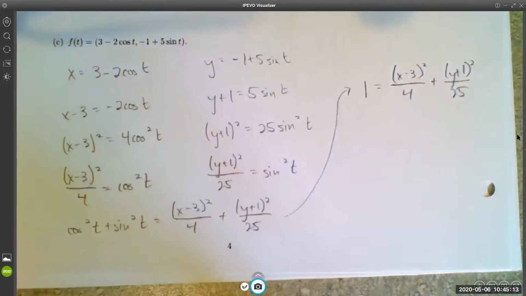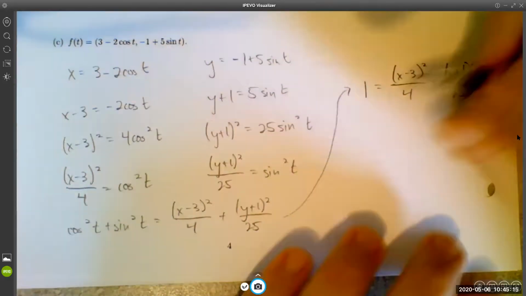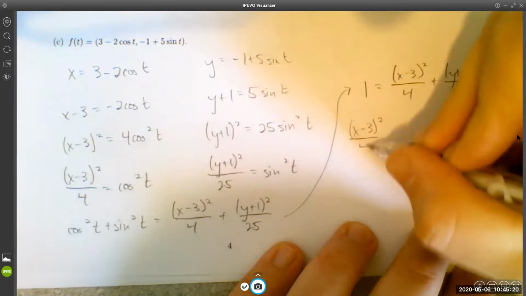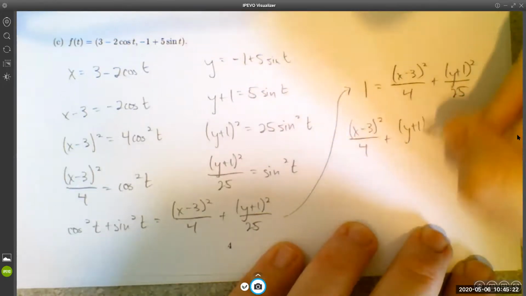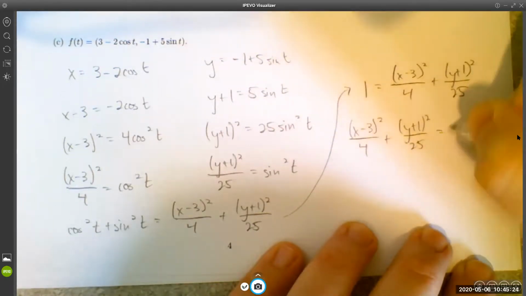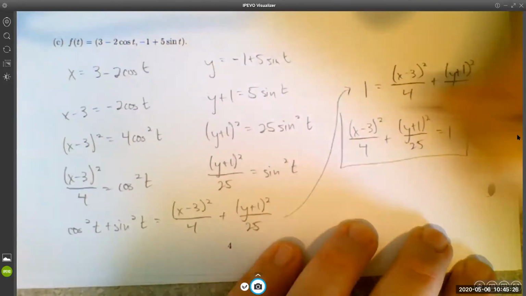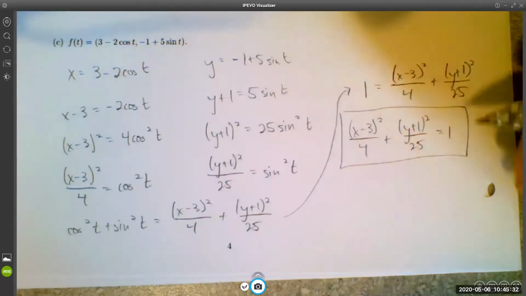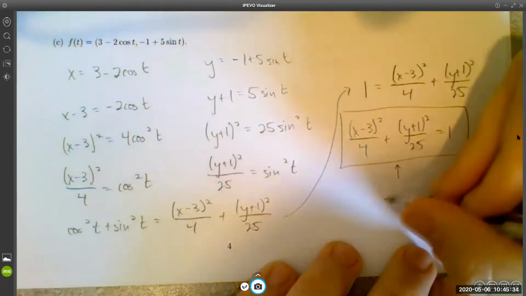And there you go, right? That's my equation. We usually write this the other way around, right? We usually write (x minus 3) squared over 4 plus (y plus 1) squared over 25 equals 1 as our final answer. But there you go. This is an ellipse.